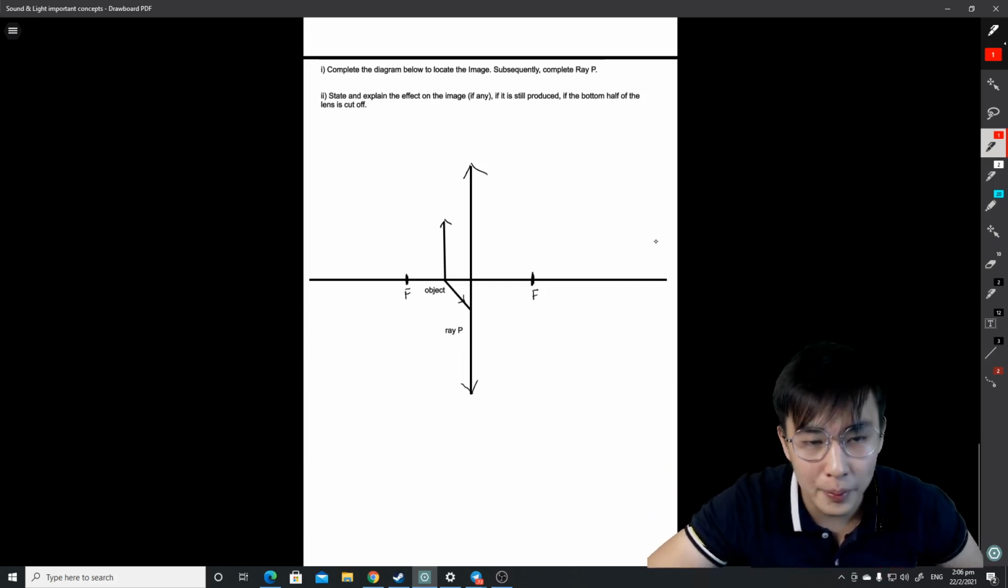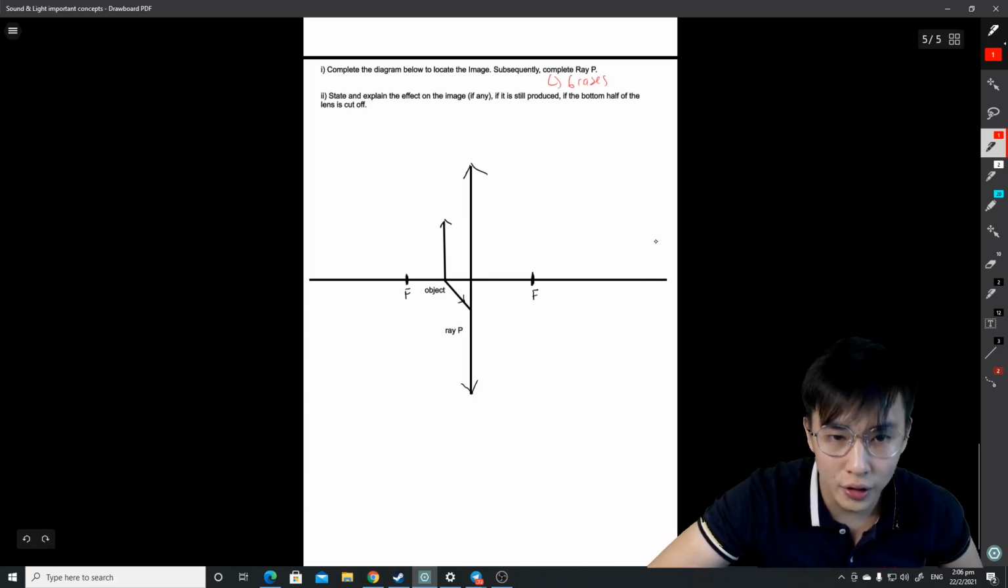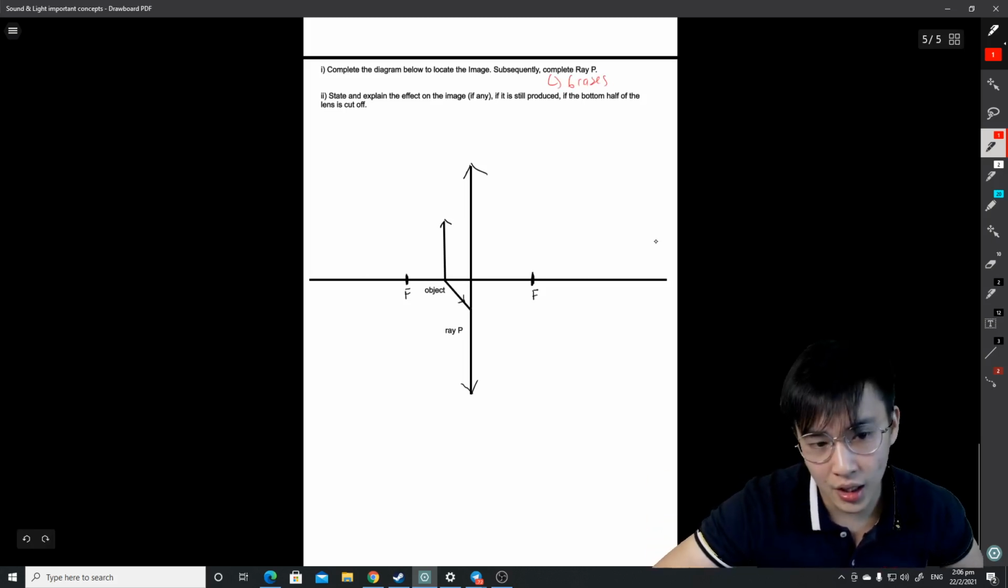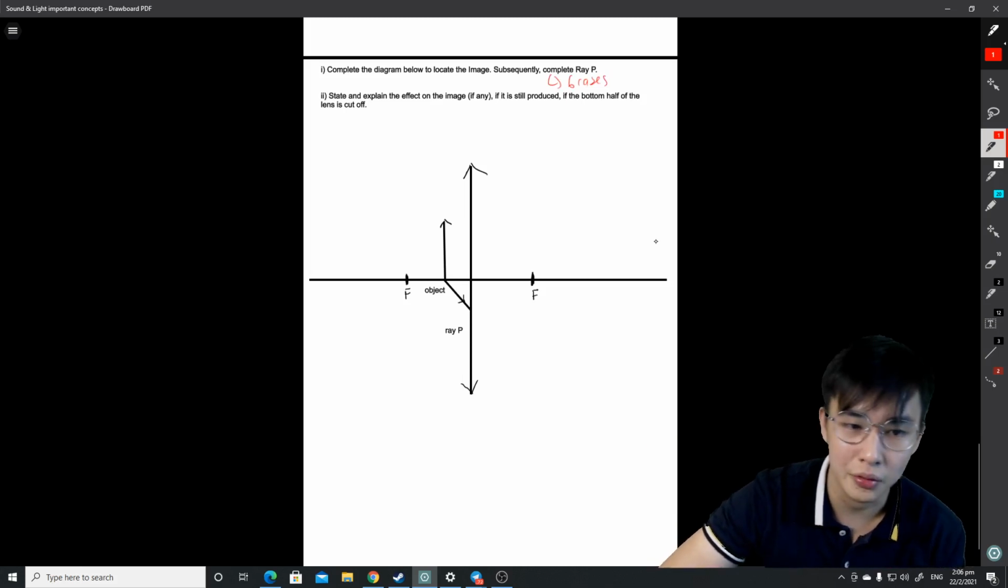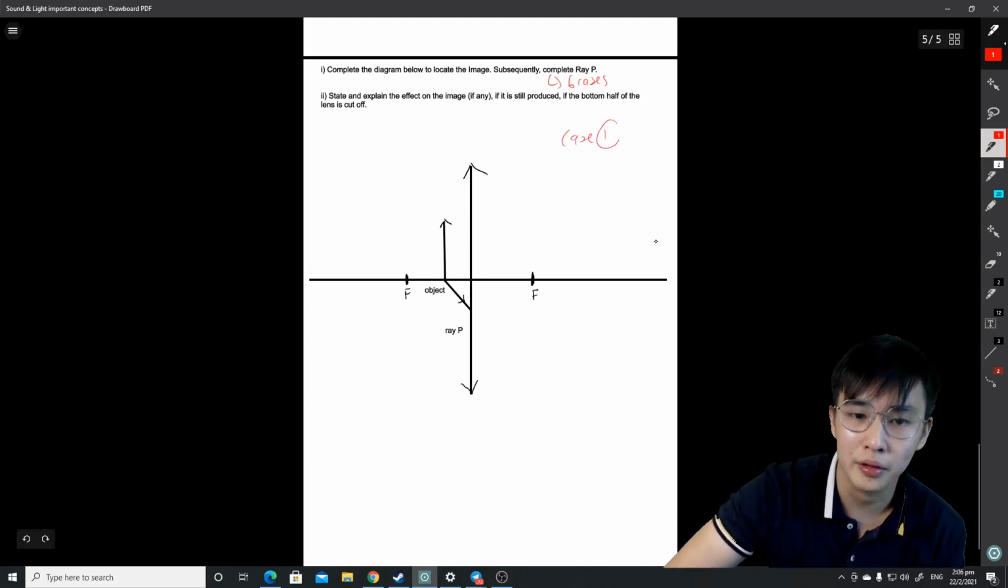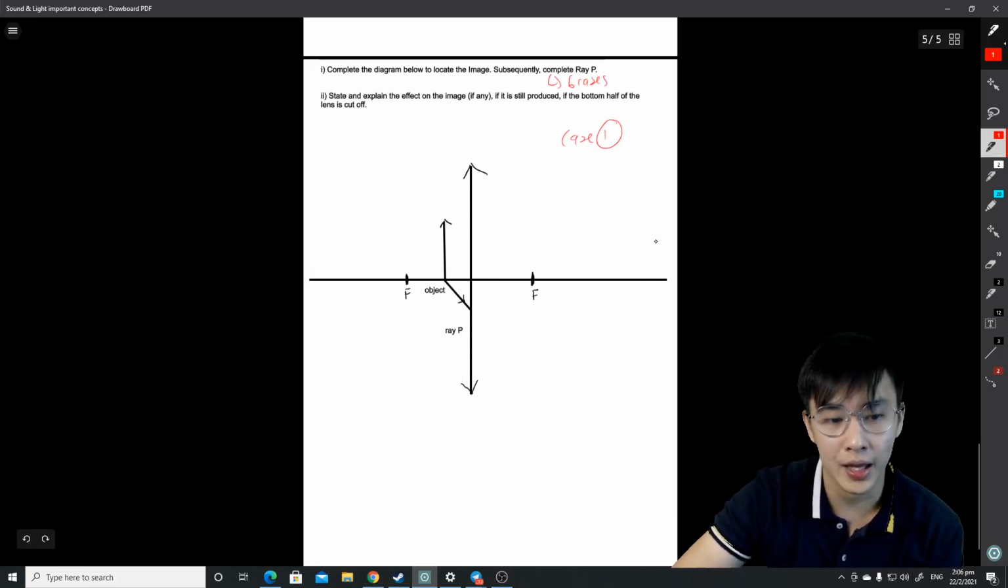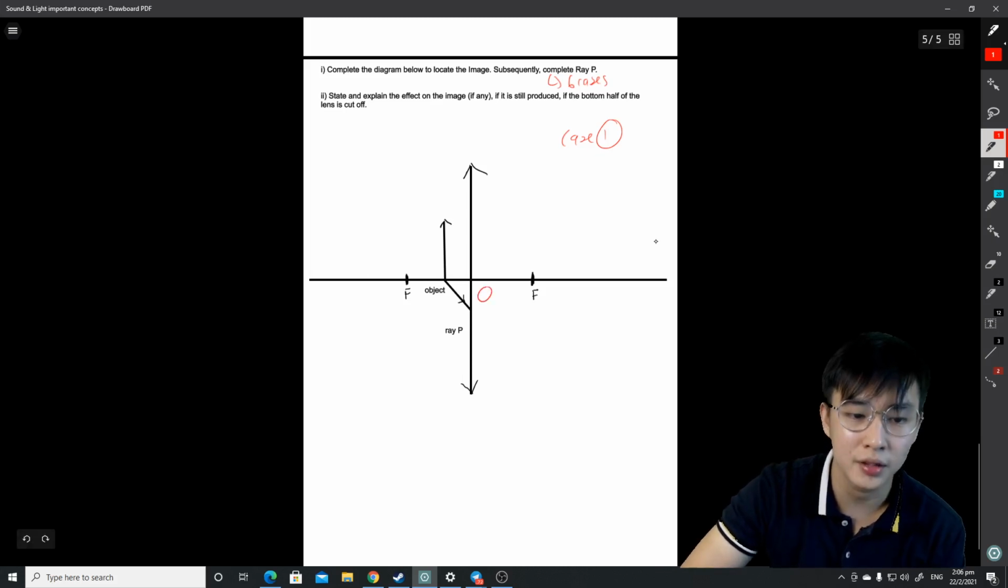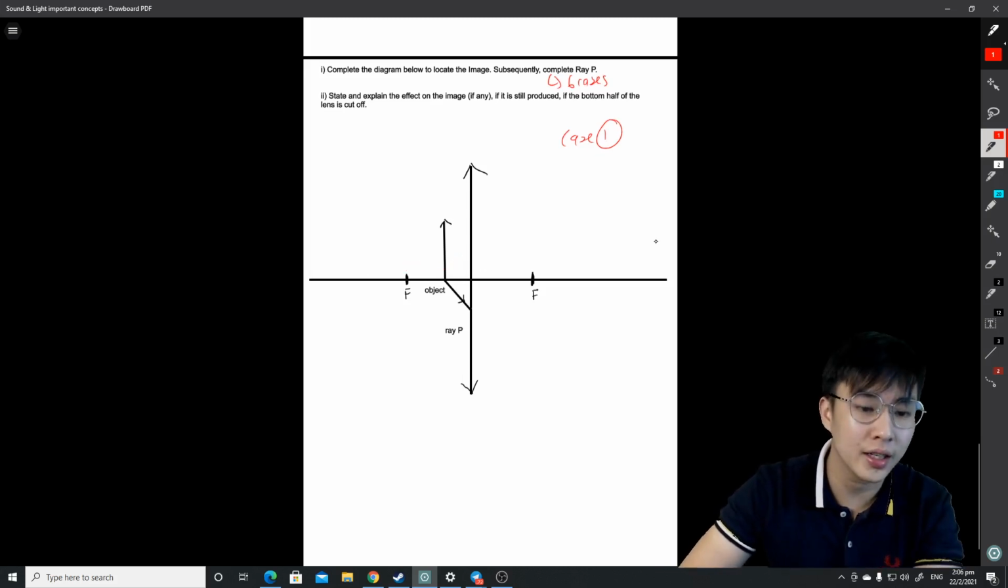I hope you all still remember there are 6 cases for light. Go and memorize all 6 of them. I have a very strong feeling it will be case 1. This is case 1, where you have a virtual image, when you put an object between the optical center and F, along this region.